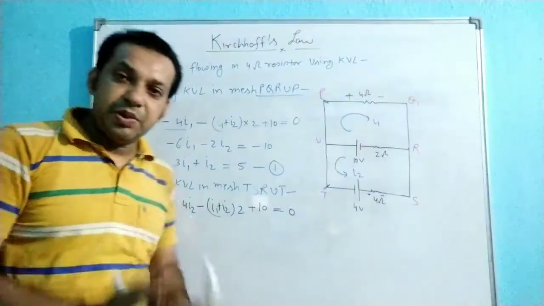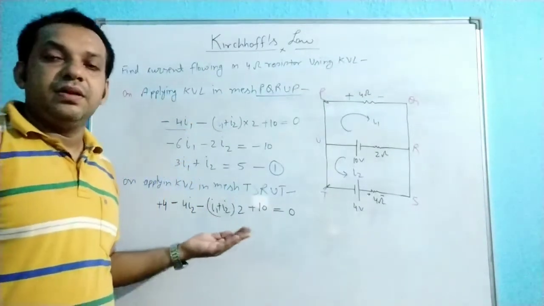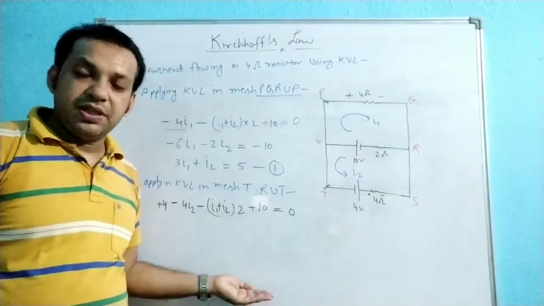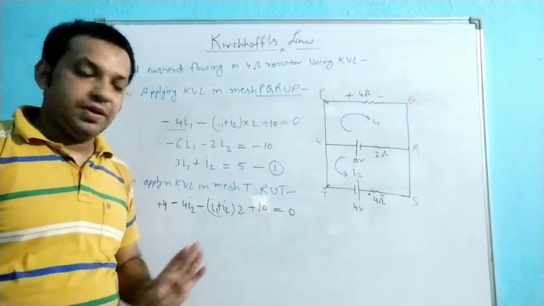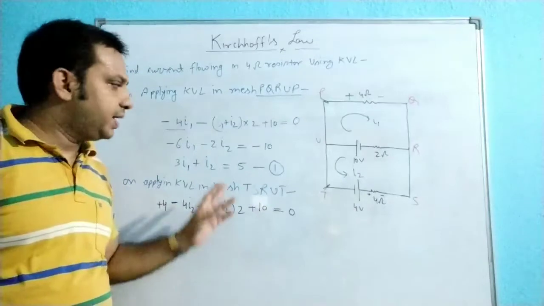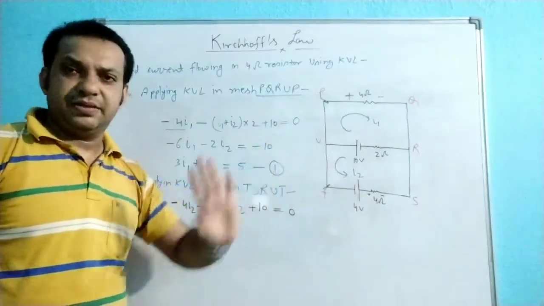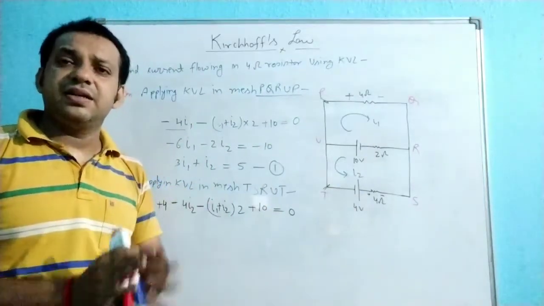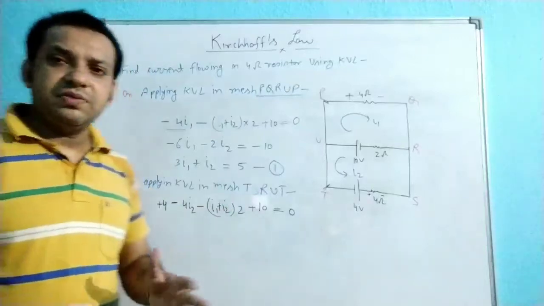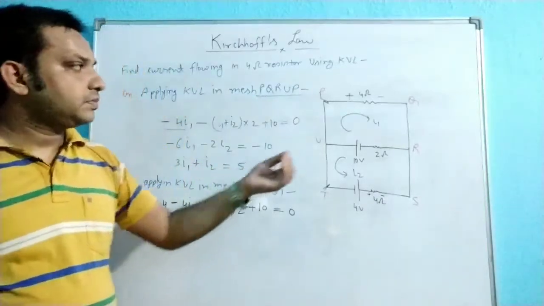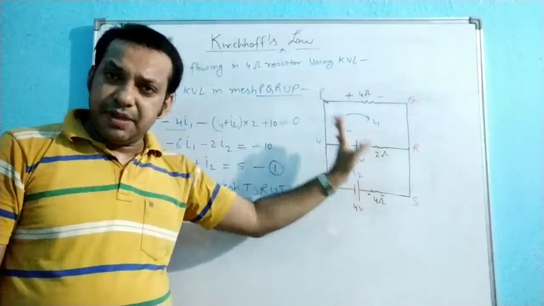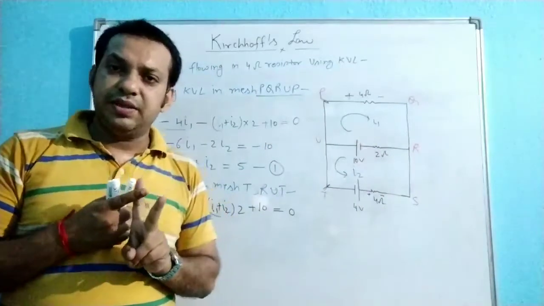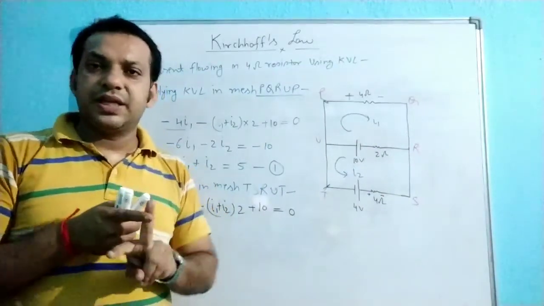Whenever there is a gain of potential, you will write plus. Whenever there is a loss of potential, you have to write minus. Now let's summarize. I have applied the KVL for both the meshes. Let us summarize it in a simple manner. What we have to apply here? In a mesh, only two types of components are here. One is resistance, second is cell.